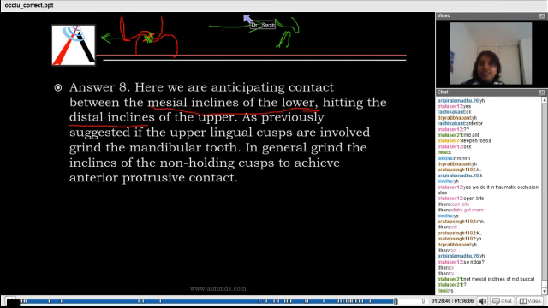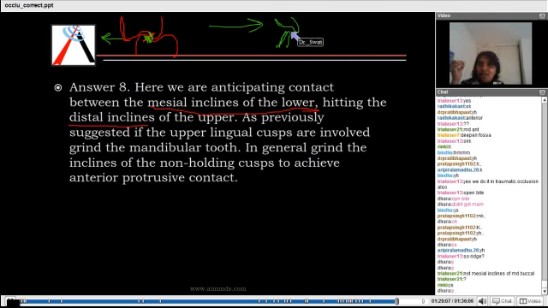let me tell you, what we do is we take an articulating paper and ask the patient to make a protrusive movement. Wherever there is interference, we'll get a mark. We'll get a mark on both maxillary and mandible, obviously, because two teeth are contacting, wherever there is a high point. Now, based on the mark, we will determine whether it is a functional cusp of maxillary or the functional cusp of mandibular that is involved.